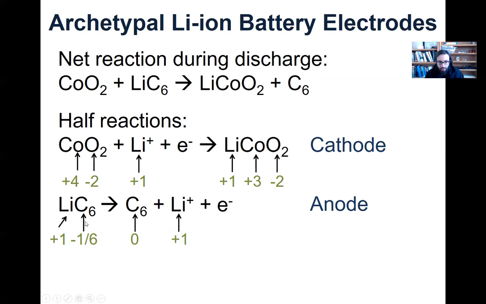Carbon here is actually negative 1/6. And if you think about this, this makes sense because 6 times negative 1/6 is negative 1, plus 1 overall gives you a 0. Carbon here in graphite, that's an element, so it's neutral, so carbon's going to be 0. Lithium, again, plus 1. So what happened? Lithium didn't do anything, but the carbon got oxidized. Its oxidation state increased from negative 1/6 to 0.